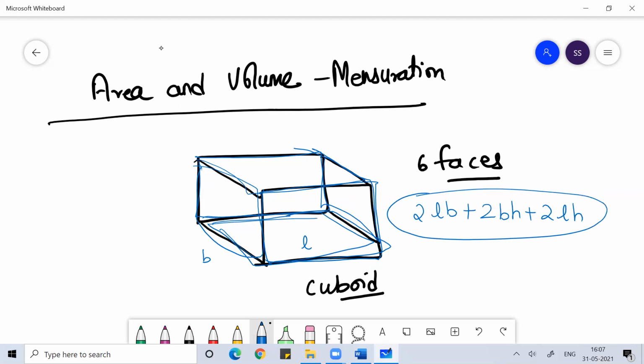In case of cube, length, breadth, and height are all equal. When I'm talking about cube, it is 6a square. A cube is basically a three-dimensional square. Here everything is the same, length, breadth, and height are all the same. So you can say 6a square. Suppose a is the edge of the cube.